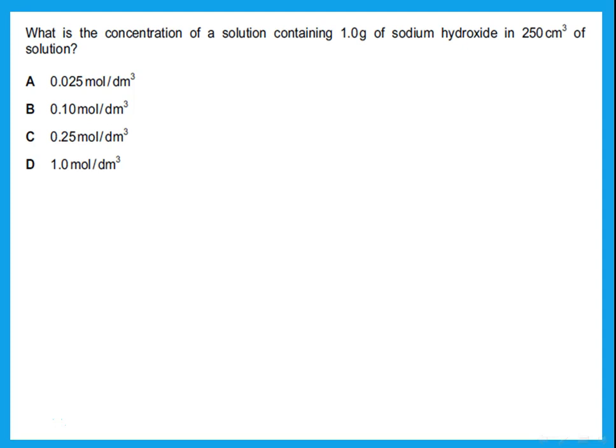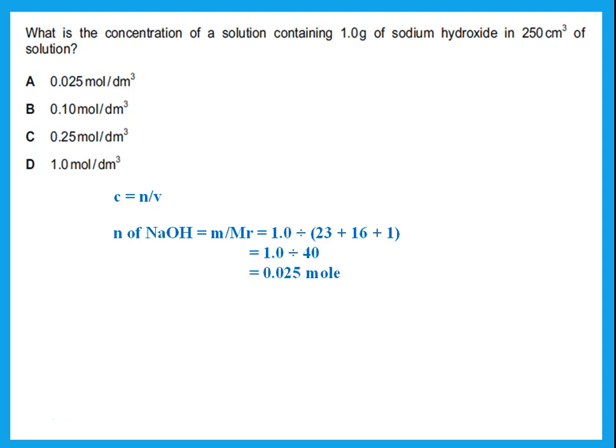centimeter cubed of solution? Okay, he wants concentration, and I know that concentration is number of moles over volume. So I need to get the number of moles first before I can get concentration. Now, what is he telling me about sodium hydroxide? He's giving it in mass, 1 gram. So I need number of moles is mass over molecular mass. The mass is 1 over the molecular mass of sodium hydroxide, and that comes out to be 0.025 mole.